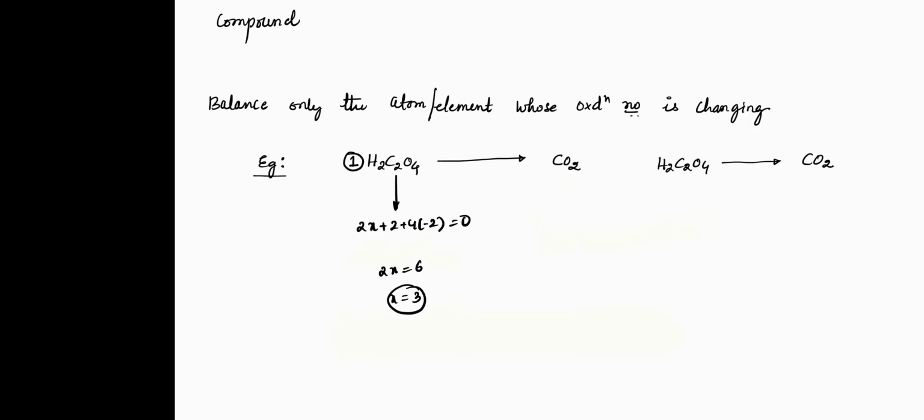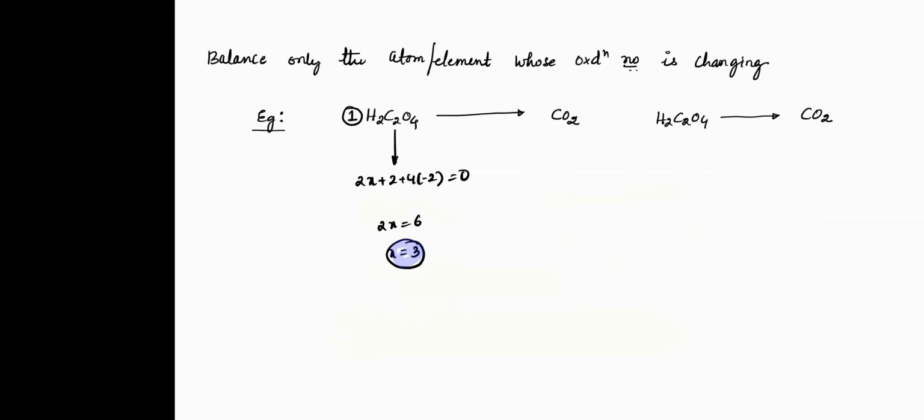So 3 is the oxidation state. If you notice the change, check out this carbon in CO2: x plus 2 into minus 2 equal to 0, so x is equal to 4. Now you can clearly make out that the oxidation state is changing from plus 3 to plus 4. So the number of electrons transferred per carbon is 1.